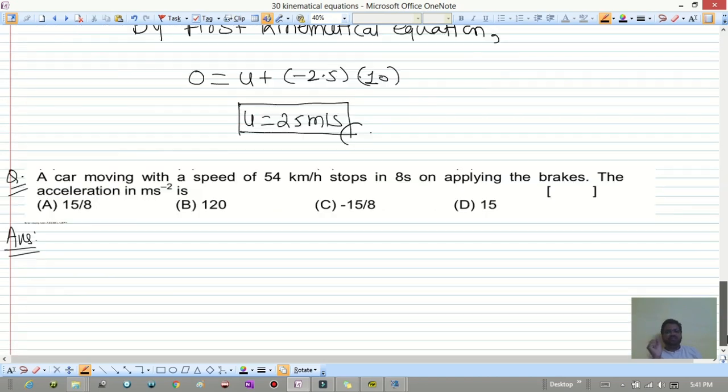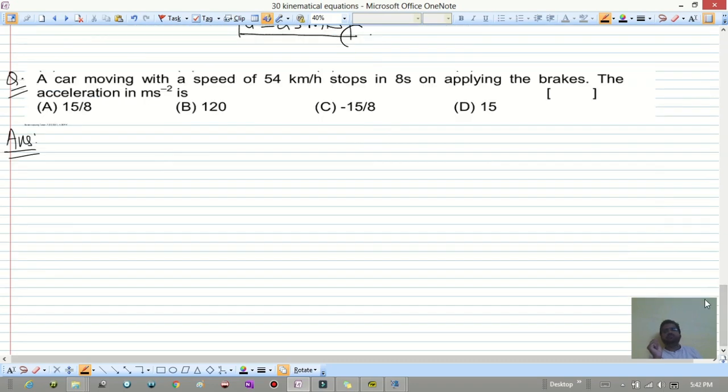So I hope this is clear. Now the next one: a car moving with a speed of 54 km per hour stops in 8 seconds. On applying the brakes, the acceleration in meter per second squared is? Now it is given initial velocity as 54 km per hour. Multiplying by 5 by 18, which is equal to 15 meter per second.